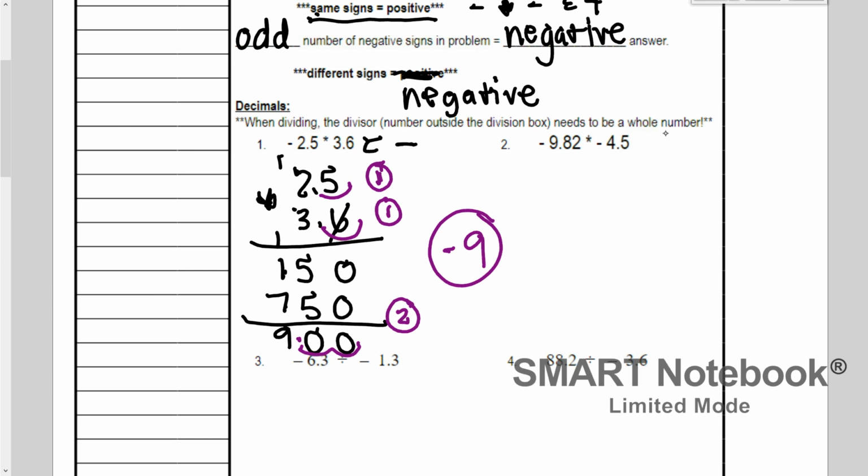All right, so we've got a negative times a negative. I know that my answer at the end is going to be positive because they have the same sign, so it's positive. Now I'm just going to stack those numbers.